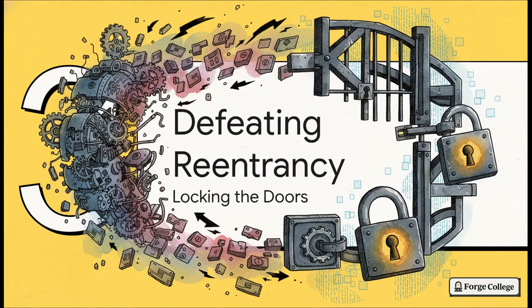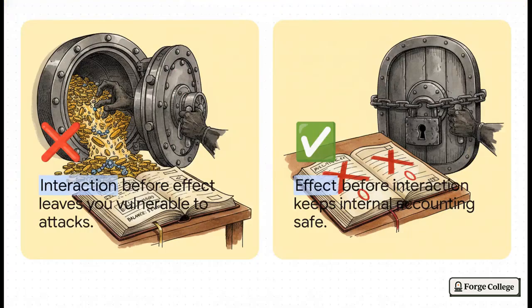Which brings us to Section 3, defeating the reentrancy heist, locking the doors. So what happens when someone actively tries to break our beautiful machine? Well, that brings us to reentrancy. Honestly, it sounds like some catastrophic world-ending bug, but really, it's just a known stress test that our machine has to be built to handle gracefully. And this brilliantly illustrates the exact difference between a vault that gets robbed blind and a vault that stays totally secure.